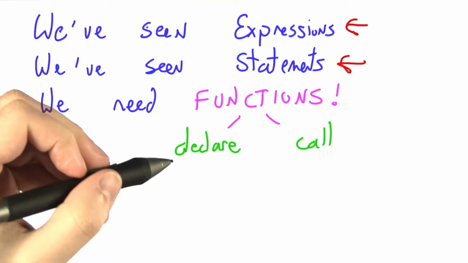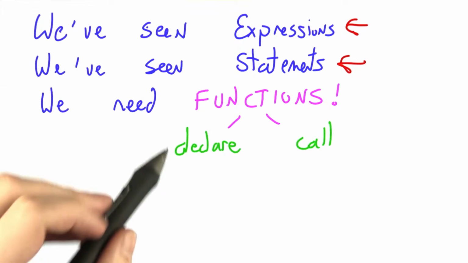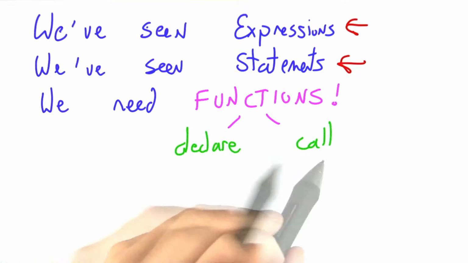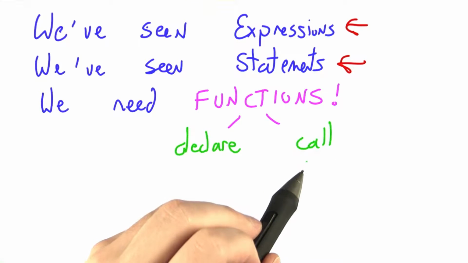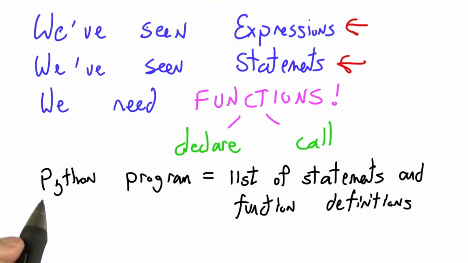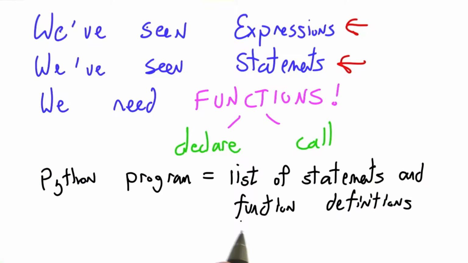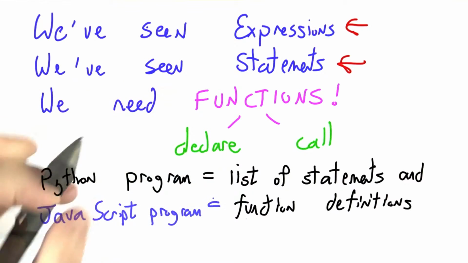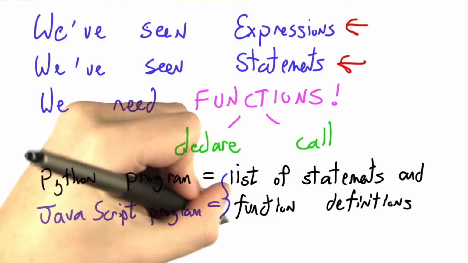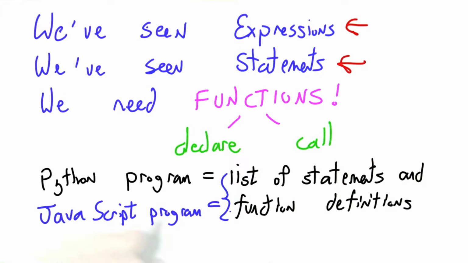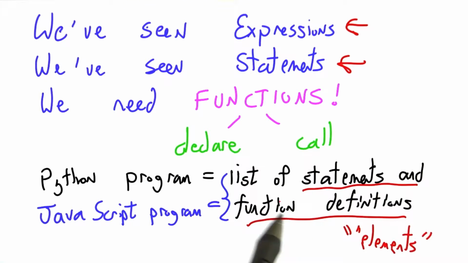We need to know how to declare functions, to list how many arguments they take and what their bodies are. And we also need to know how to call functions in expressions. We know from experience that a Python program is basically just a list of statements and function definitions. Luckily for us, a JavaScript program is exactly the same thing, also a list of statements and function definitions. We sometimes call statements and function definitions elements because they're the key elements of a program at the top level.